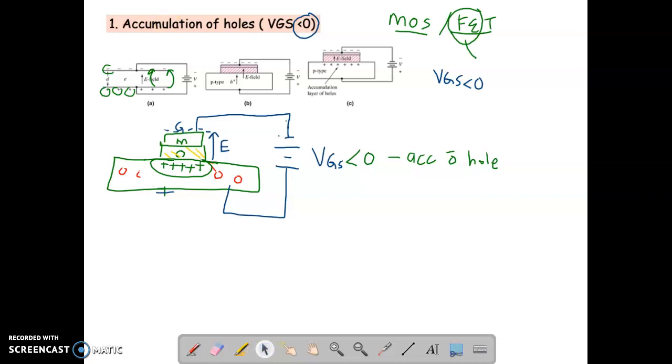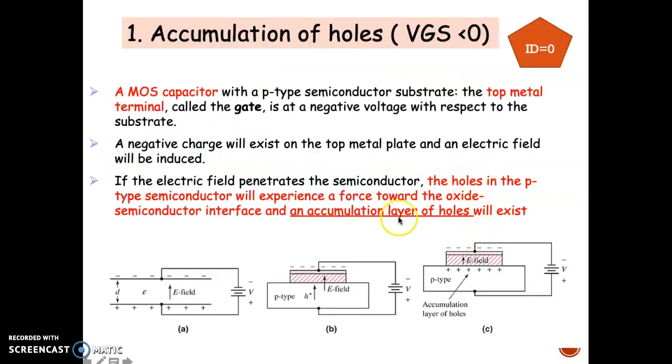Okay, so this is the notes from the slide. When we apply a negative VGS, it creates a negative charge on top of your metal, and it creates an electric field and attracts the holes from your P-type substrate. So there will be accumulation of hole at this area. Now we will see what will happen next.